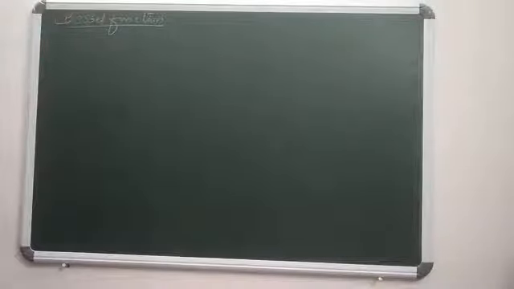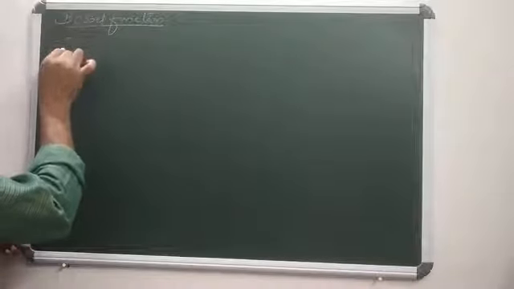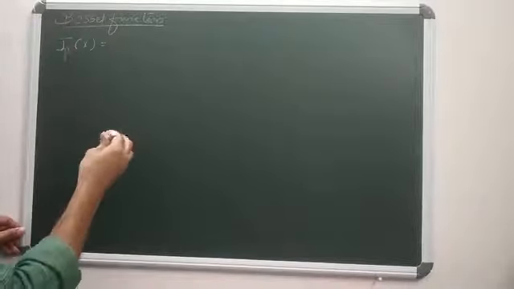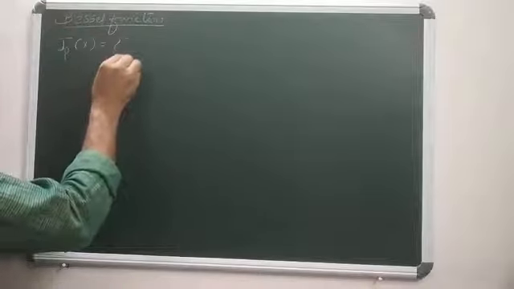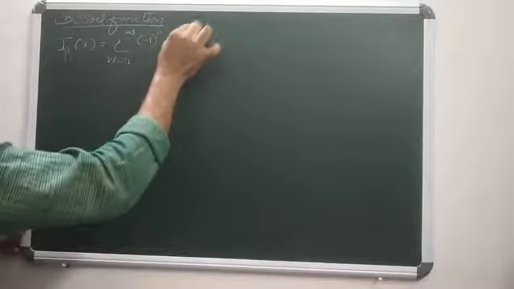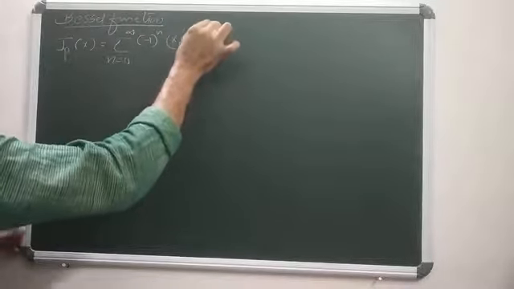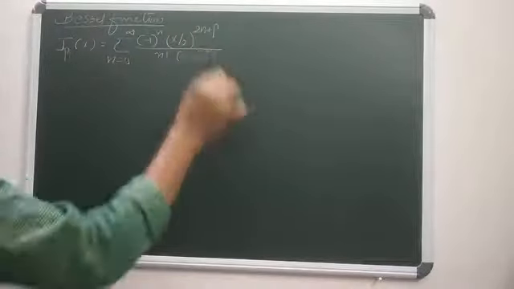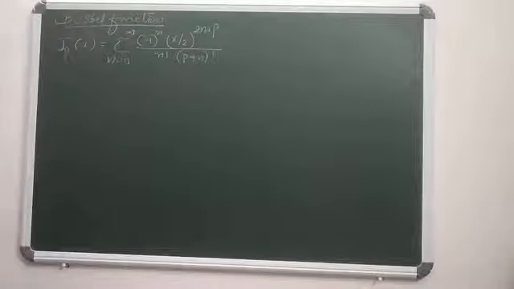Dear students, in the previous class, we found the Bessel function. We discussed what the Bessel equation and the Bessel function are. And we know that the Bessel function, that is J_p(x), equals sigma n ranges from 0 to infinity, (-1)^n (x/2)^(2n+p) divided by n factorial into (p+n) factorial, which is known as the Bessel function.